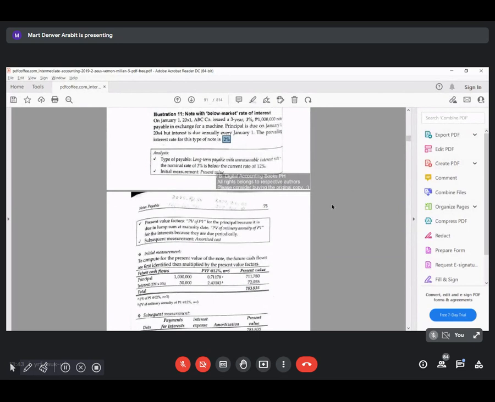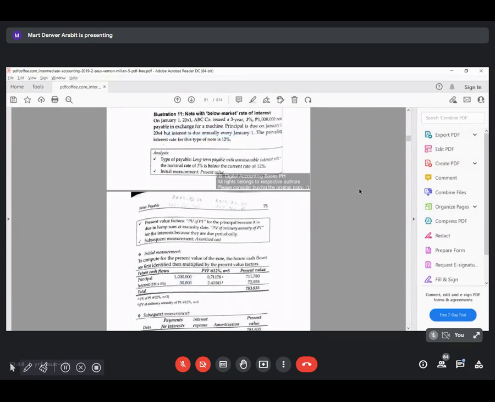To compute for the present value of the note, the future cash flows are first identified, then multiplied by the present value factors. So una, ang principal is payable on 3 years. That's why kinumpitan natin siya ng present value based dun sa rate niya and dun sa period on which it will be paid. For interest naman, as we can see, interest is due annually every January 1.